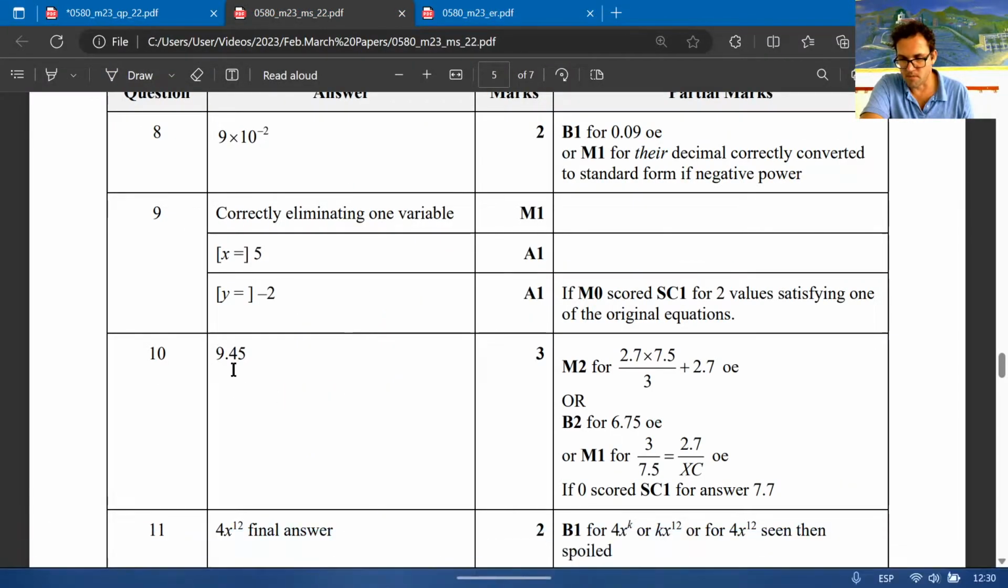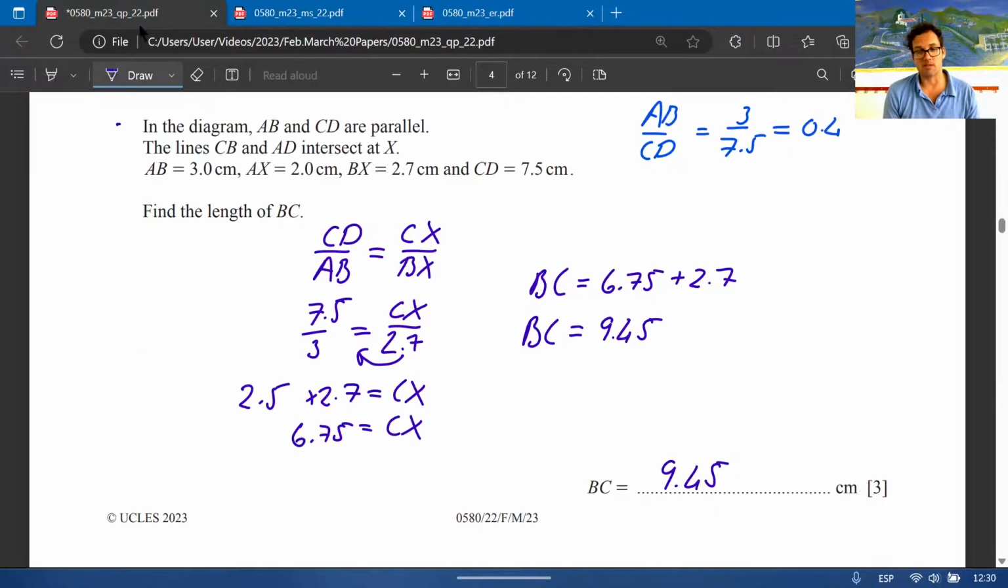Smart, isn't it? 9.45. Okay, like I said, you can go trigonometry, but you're going to get weird answers. You're going to have to do rounding, you're going to have to move stuff around, and you can get the right answer. But this is what they wanted, really.